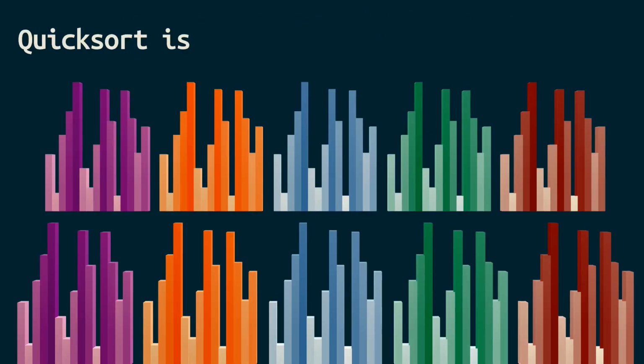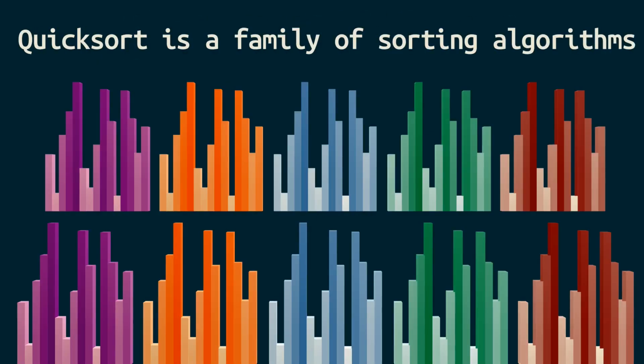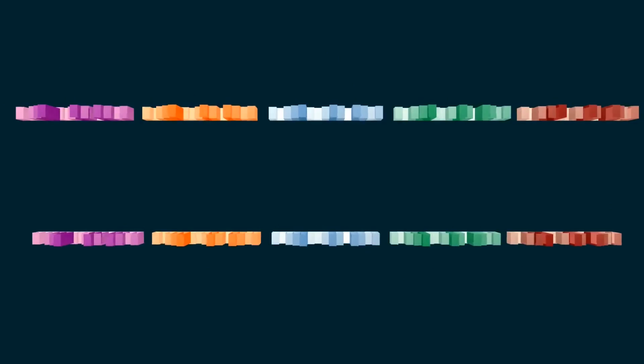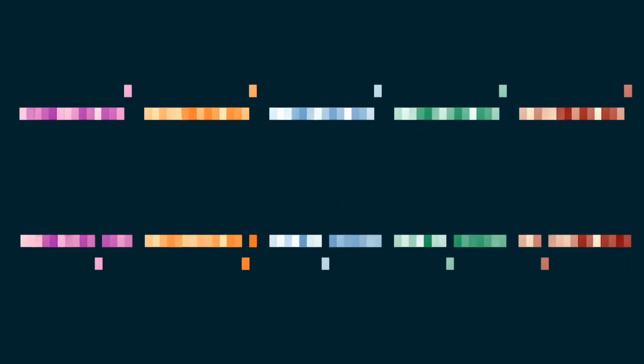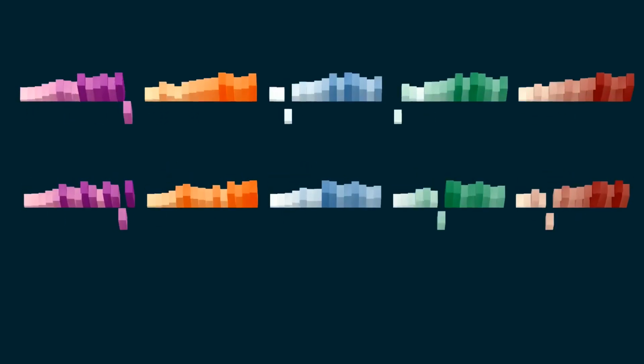Quicksort is a family of sorting algorithms. From a bird's eye view, the different versions of Quicksort all do the same thing. First, choose a pivot. Second, swap things around so that smaller items are on the left and larger on the right. Third, quicksort each side. But this overview misses the finer details. Details you must know to use Quicksort properly.